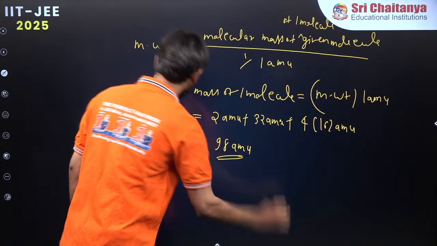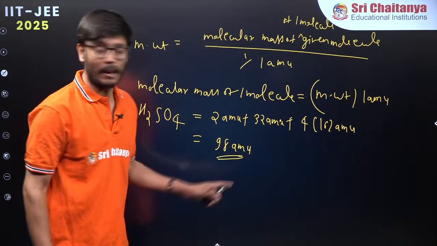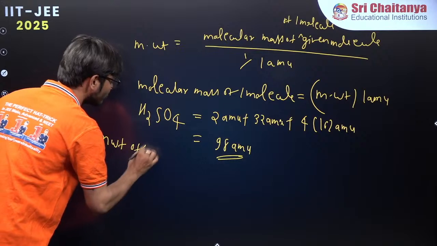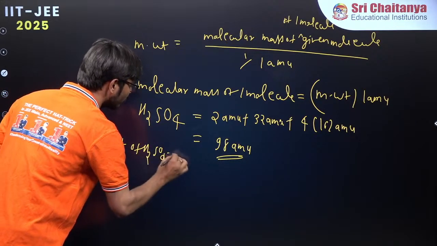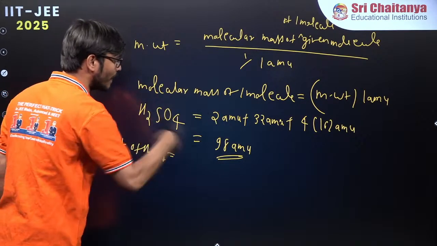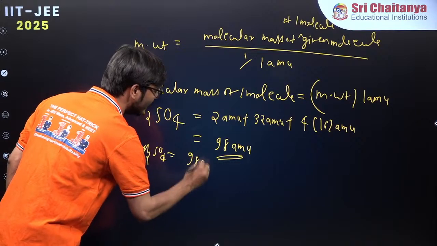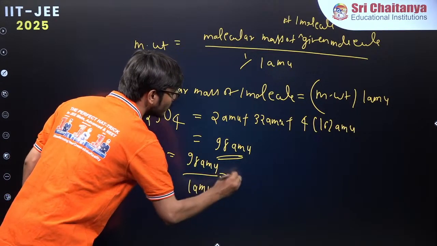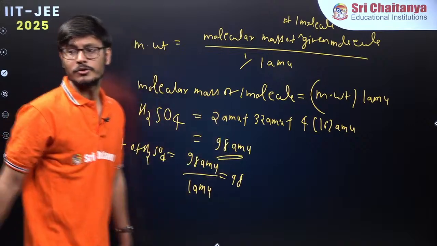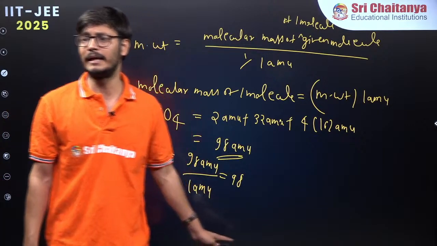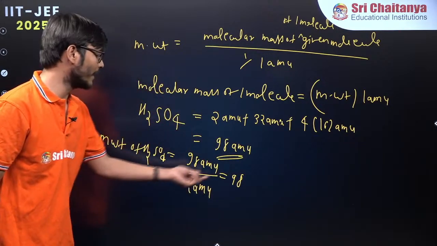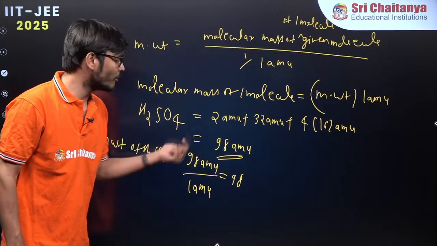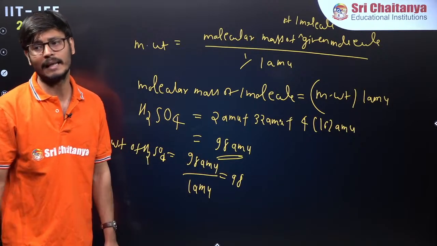So we have calculated the mass of sulfuric acid. But if I write the molecular weight of sulfuric acid, then what is the molecular weight? It is the mass of one molecule with respect to 1 AMU. So with respect to 1 AMU, this will be 98. But what is the mass? The mass of one molecule is equal to 98 AMU.